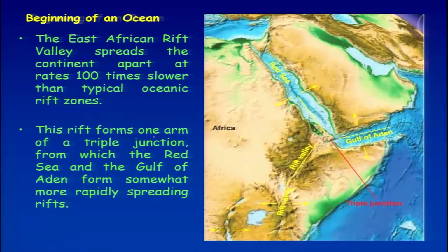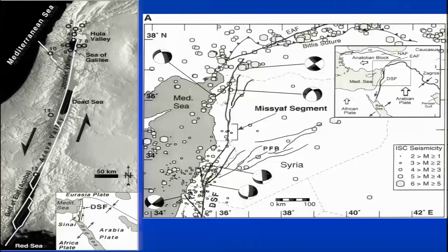So this rift forms one arm of a triple junction, from which the Red Sea and the Gulf of Aden form somewhat more rapidly spreading rifts. So these two are comparatively moving faster than this one. Now coming to this example, which is very good, which has been shown as the Dead Sea Fault. Okay.